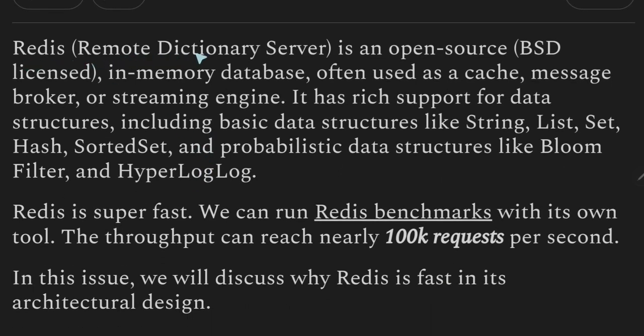So Redis, remote dictionary service. From this we can also see that it's got some kind of a remote database, and it's interesting to see what is a dictionary. Is it just a key value or something more than that? So Redis, remote dictionary service, is an open source, BSD licensed, in-memory database. So it's an in-memory database, often used as a cache, message broker, or streaming engine. Maybe because it's so fast, then you can stream items from it.